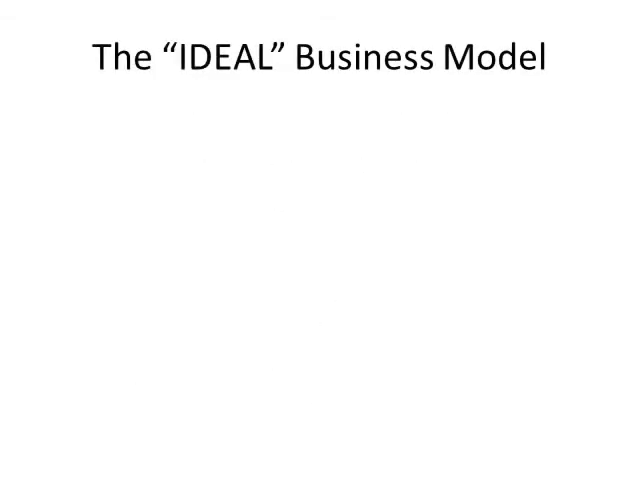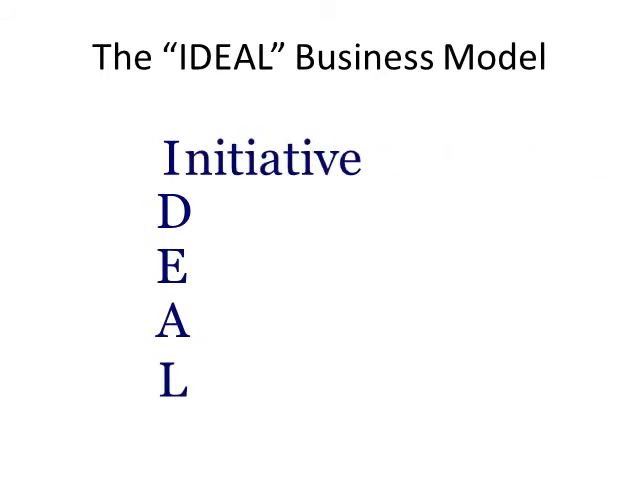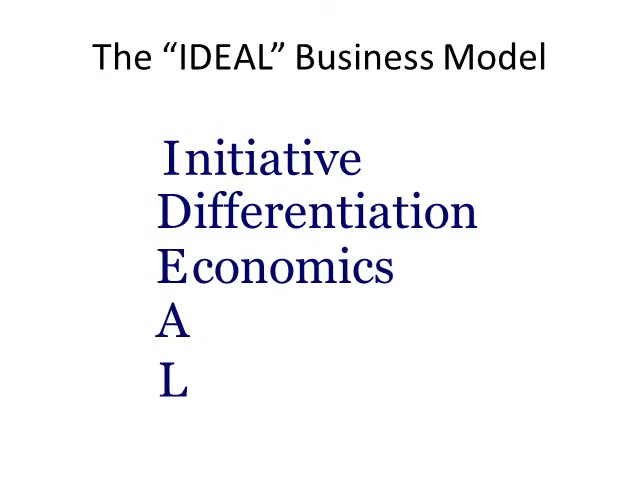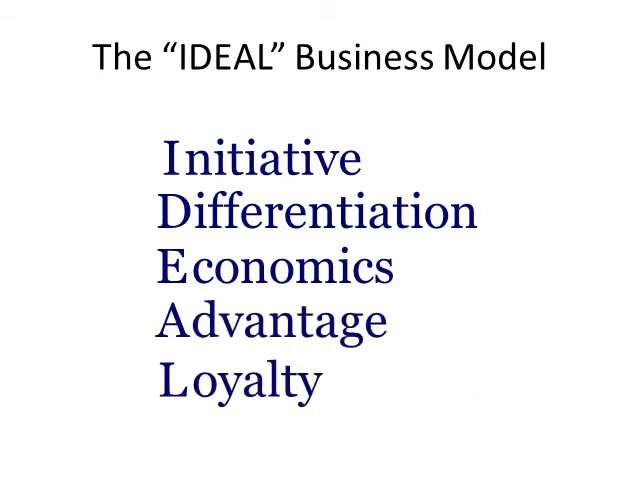I'm back for the fifth and final installment of this video series on my ideal business model. In the previous videos, I've given you the overview along with the rundown on the first three letters of ideal. We've covered the I, the D, and the E for initiative, differentiation, and economics, respectively. Let's finish off the word by covering the A and the L.